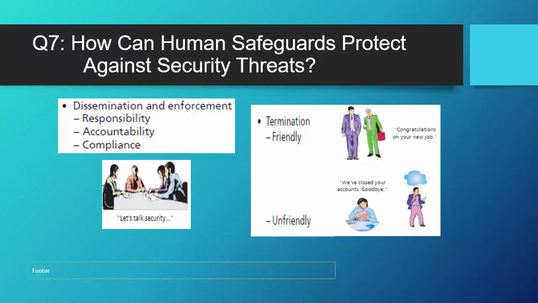The next question is, how can human safeguards protect against security threats? One would be through the dissemination and enforcement. That is, somebody has to have that responsibility, accountability, and compliance. So you can't just assume that IT folks are doing all the security. Everybody needs to be involved. Your employees need to be involved. They need to know how to make sure things stay secure, and if they don't, they need to get the training and help to do so.